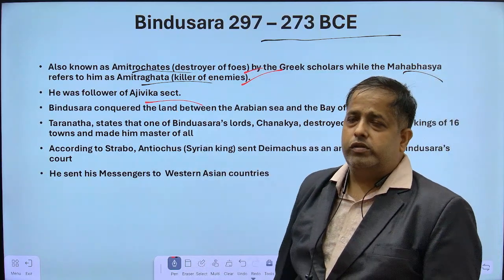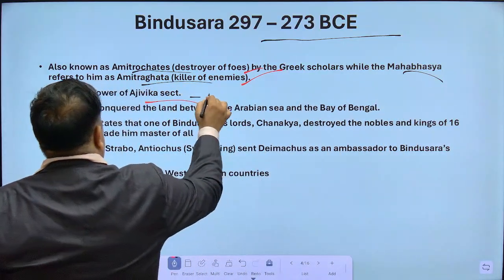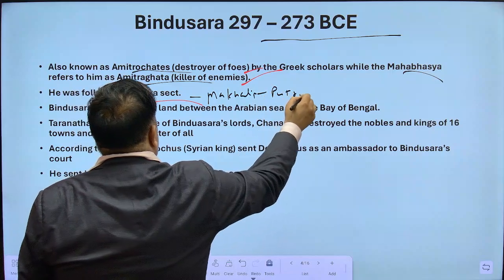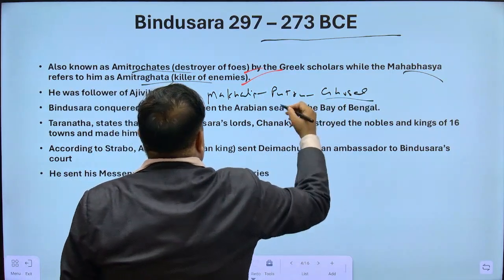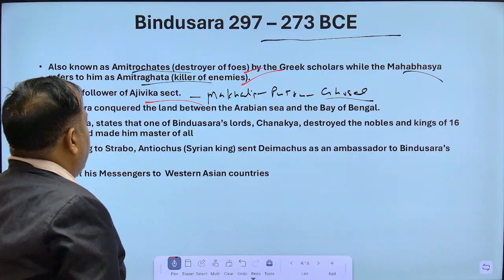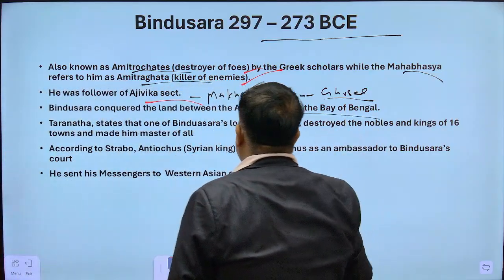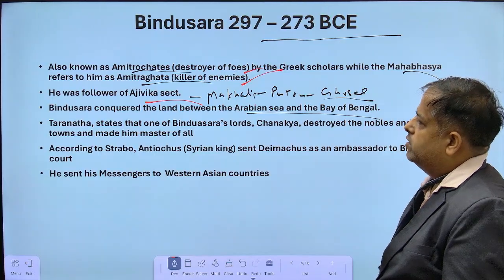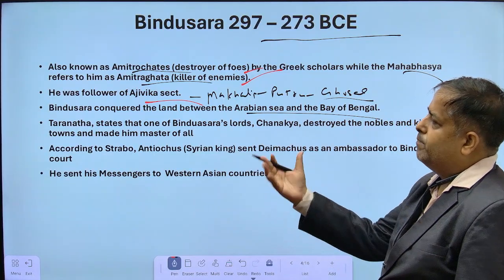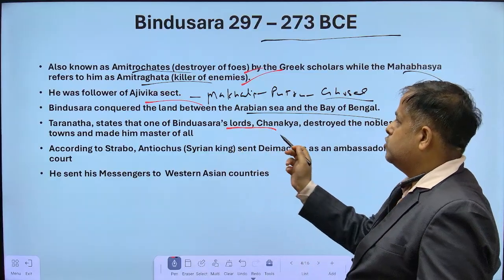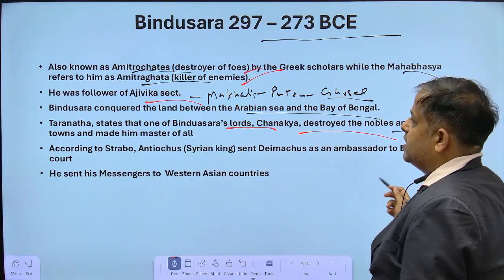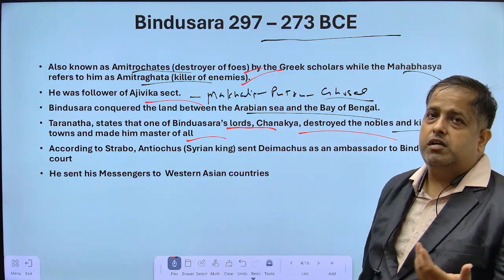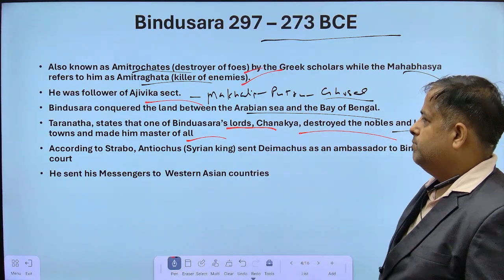Beta, you have to focus on the fact that the Ajivika tradition was started by Makkhali Gosala. Bindusara conquered the land between the Arabian Sea and the Bay of Bengal. So a huge area was also won by himself. Taranatha, a Tibetan historian, stated that Bindusara's lord Chanakya destroyed the nobles and kings of 16 towns and made him master of all. So they are talking about huge battles won by Chanakya for Bindusara.